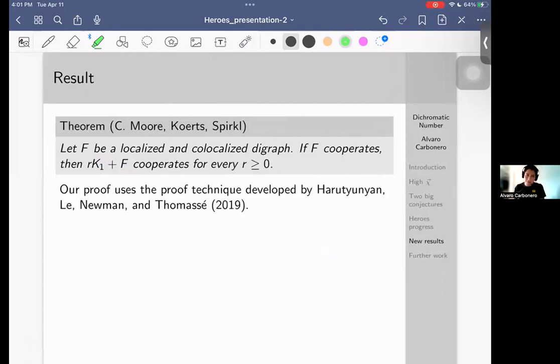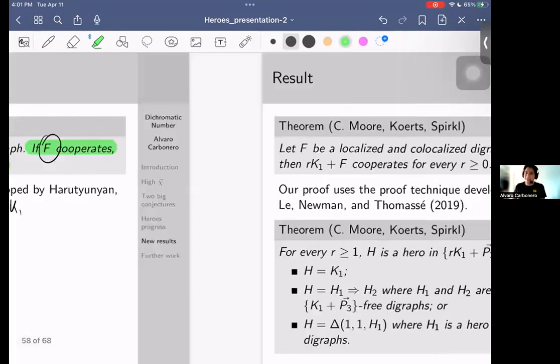What we proved is this: let F be localized and co-localized, which again I didn't define formally. Don't worry, for now just take it as a word. If F cooperates, then RK1 plus F cooperates. That means if we can use that set of construction rules to get bigger heroes for F, we can also do it for RK1 plus F. Our proof technique uses the paper that proves the conjecture works for RK1. We use the proof technique in a more general context, and we get this result, and we use it to prove what I think is very exciting.